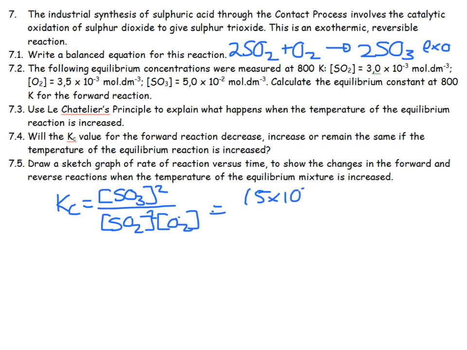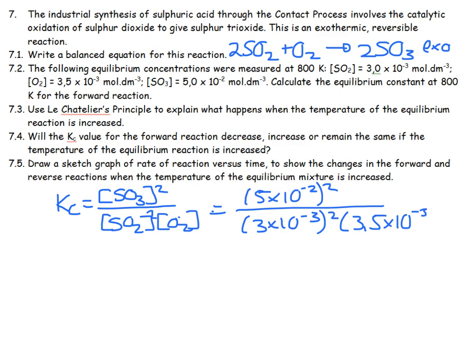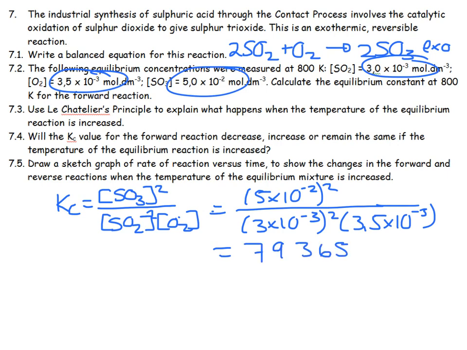10 to the negative 2 squared divided by 3 times 10 to the negative 3 squared, 3,5 times 10 to the negative 3. I literally just got those numbers from here. I mean, they were right there given to me already, and I find that I get 79,365. Use Le Chatelier's principle to explain what happens when the temperature of the equilibrium is increased.